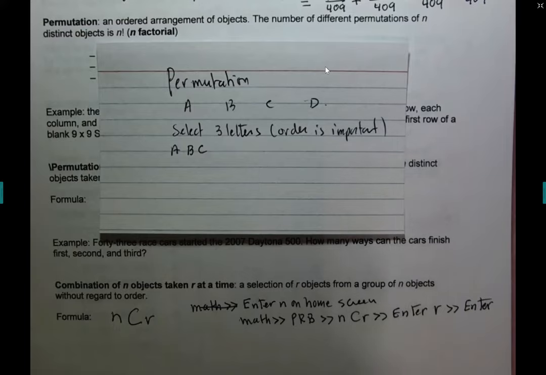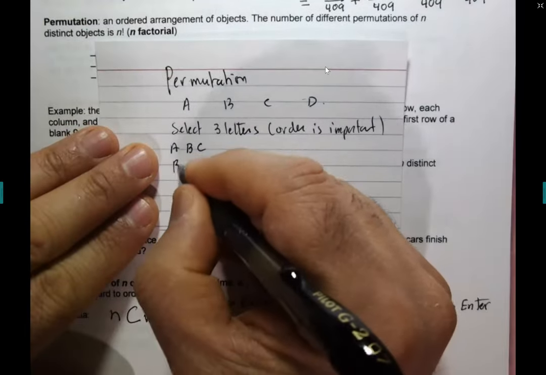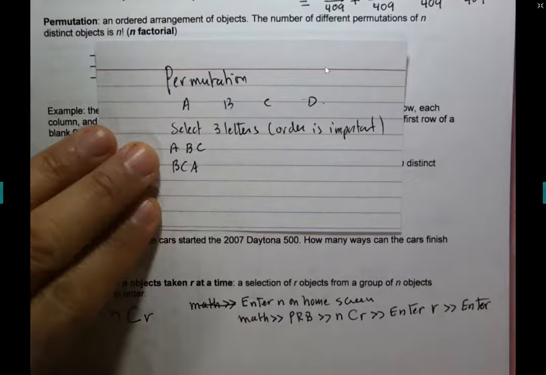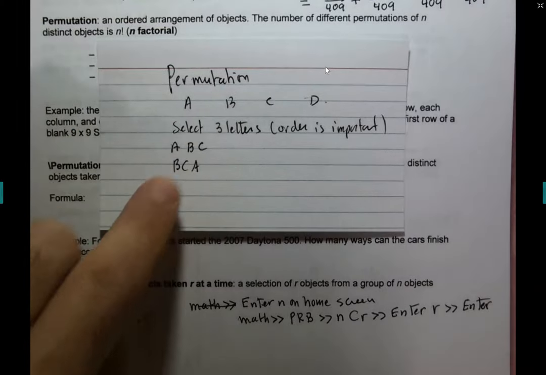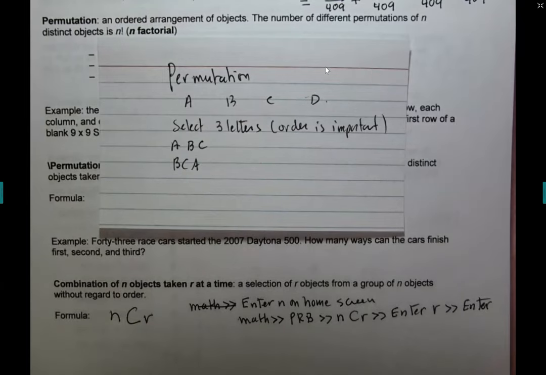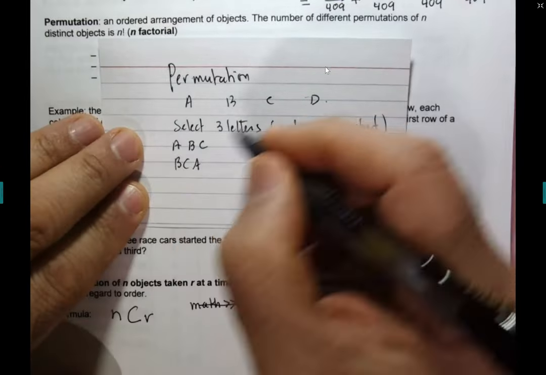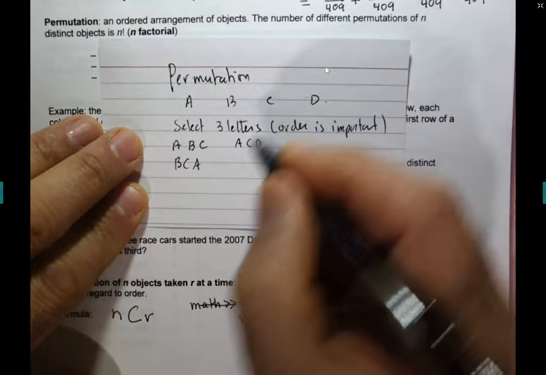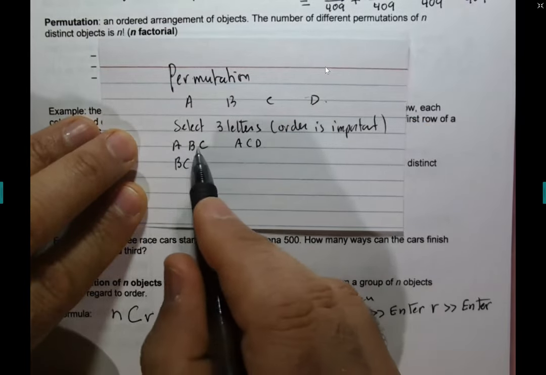BCA. Okay, there's more that has to do with ABC. Let's finish the ABC. ACB, you said? ACD. Okay, ACD goes here. Okay. There is more here for those three.